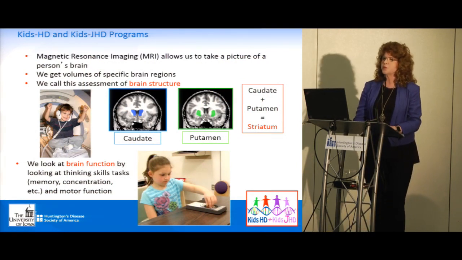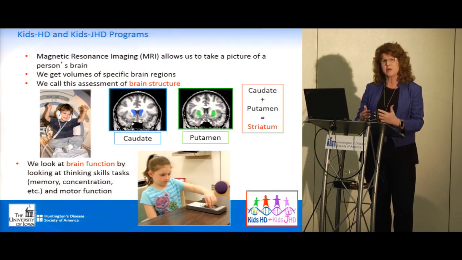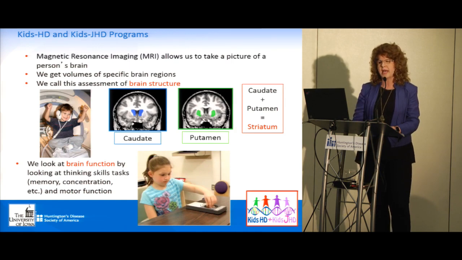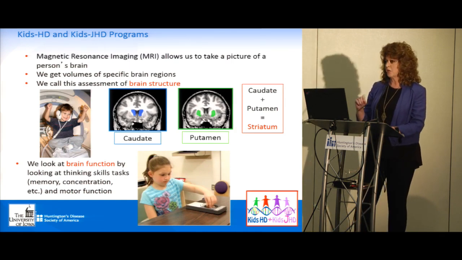So in what we do, this is an observational study. We get a brain scan, which looks at brain regions. This is brain structure. In particular, the regions of the brain that we're interested in for Huntington's are the caudate and the putamen. Those are the colored pictures that you see there. And we look at brain function by looking at tasks like thinking, concentration, and also motor.